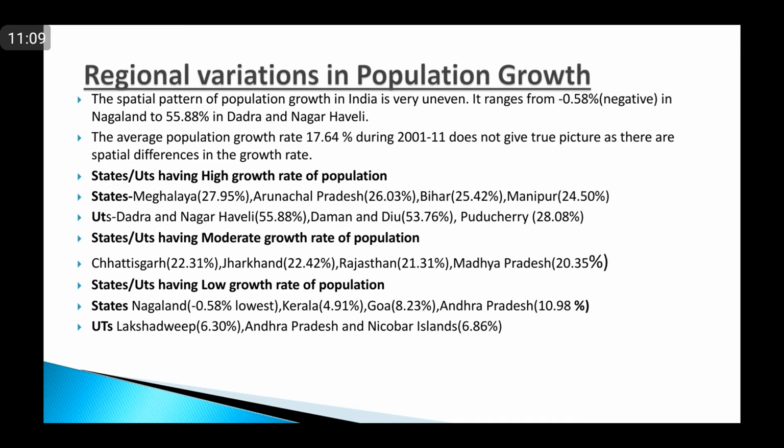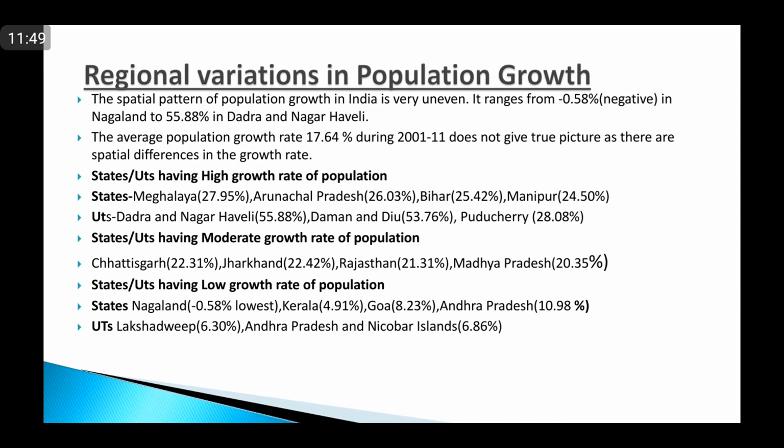During 2001 to 2011, the growth rates of almost all states and union territories registered a lower figure compared to the previous decade. And one very important thing you can see here: some states, like Nagaland, showed the lowest or even negative growth rate, and Kerala, Goa, Andhra Pradesh showed an increase in the growth rate.